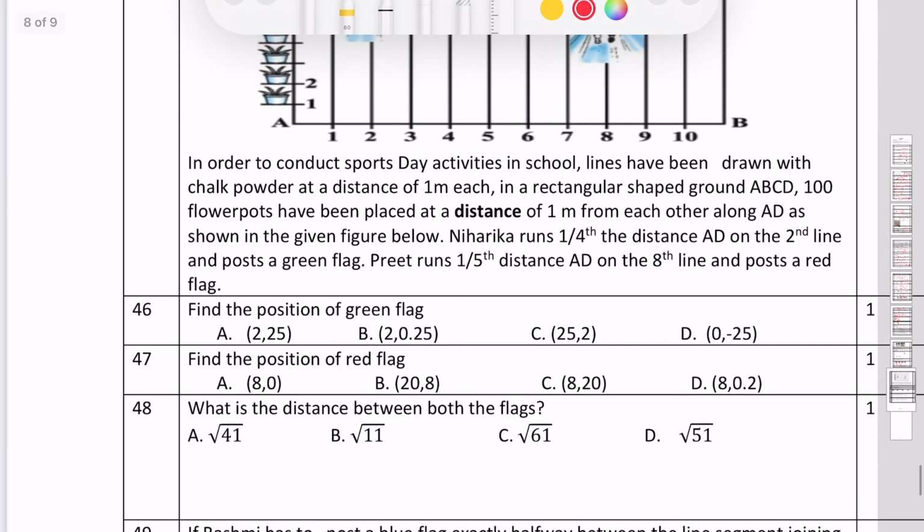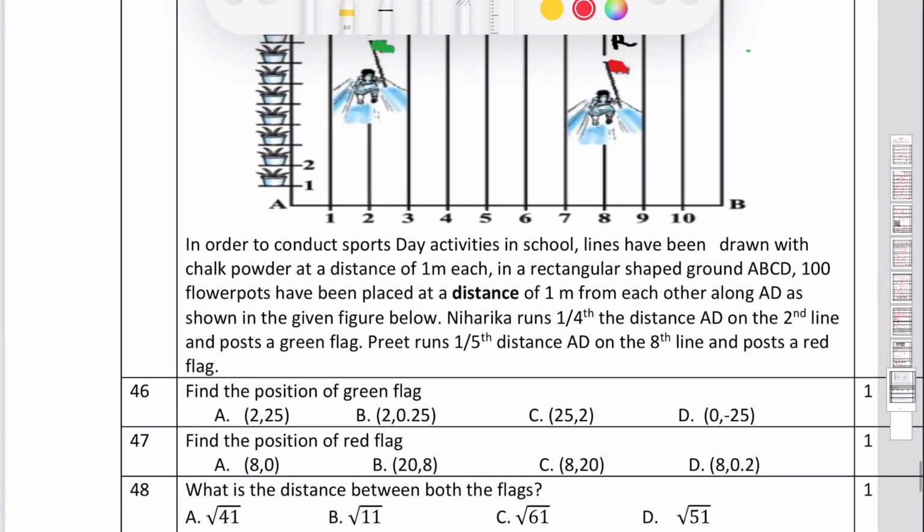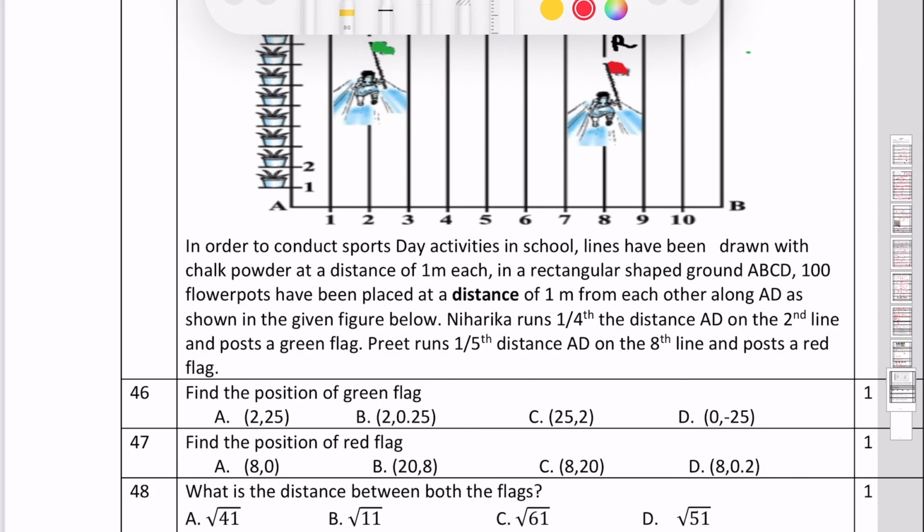Next is, in order to conduct sports day, two positions are there. It is a green flag and a red flag. We have to find out the position of green and red flag and the distance between both the flags. Niharika runs 1/4 distance on the second line. Second line means 1, 2. So here second line is 2 and then 1/4 means 100 by 4 will be 25. So 2, 25 will be the answer.